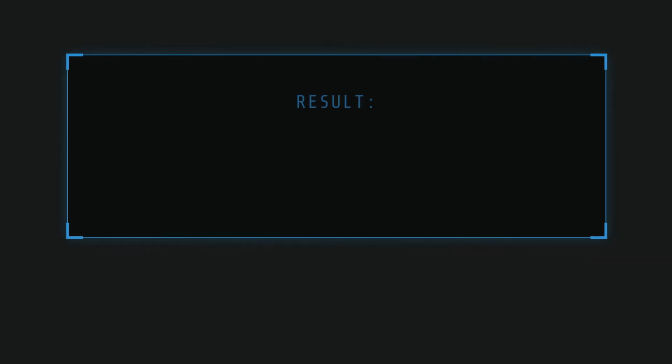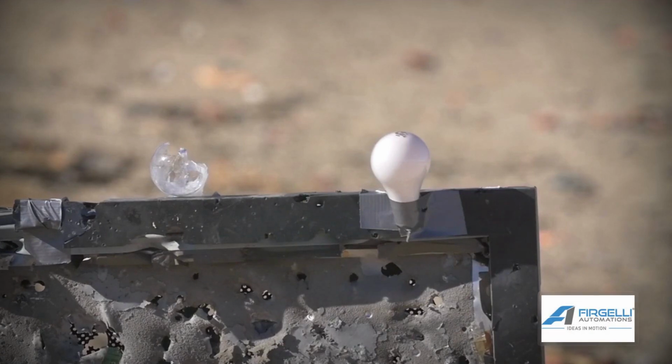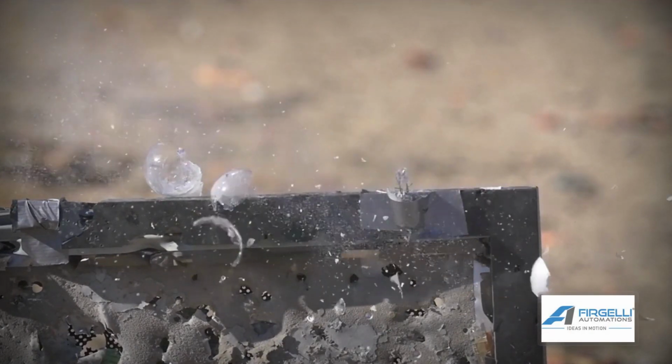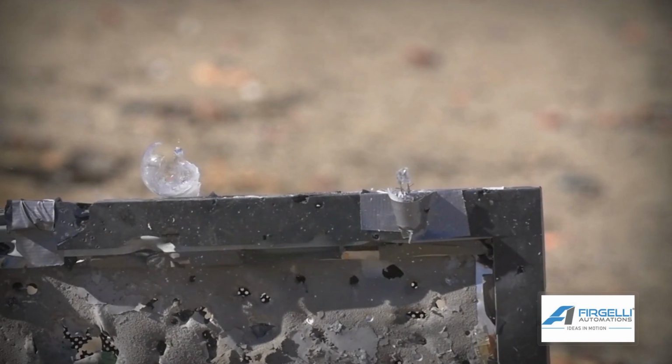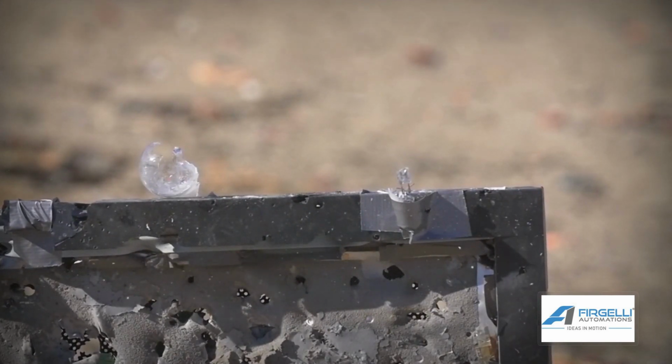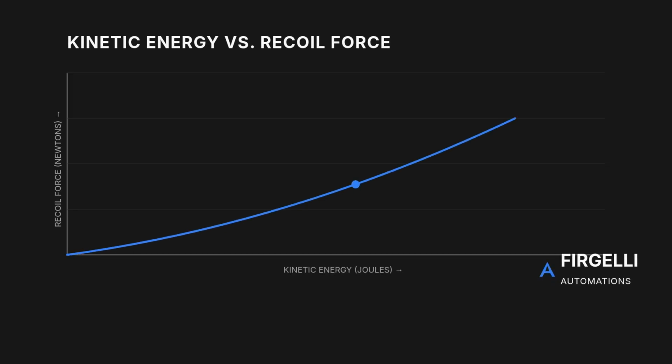The calculator instantly computes the kinetic energy as 364 foot-pounds force. This output represents the total kinetic energy delivered by your projectile at the muzzle. In practice, this value directly correlates to stopping power, penetration depth, and material deformation characteristics. Higher values indicate greater terminal performance, but also increased recoil forces.